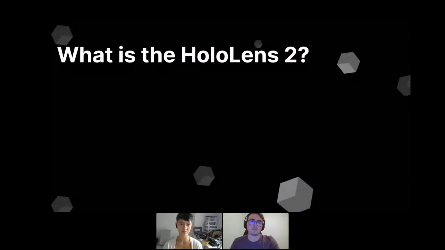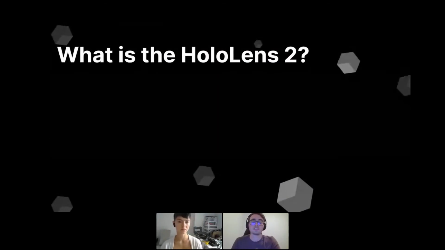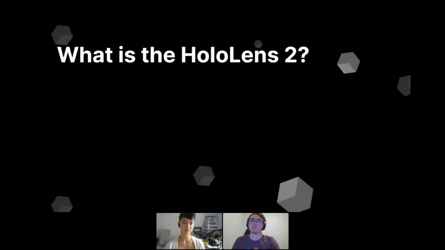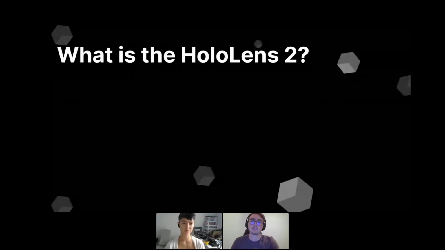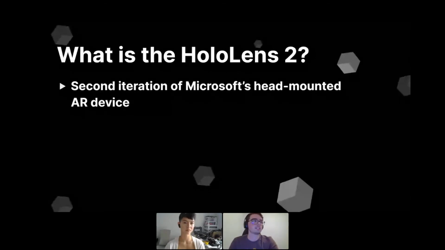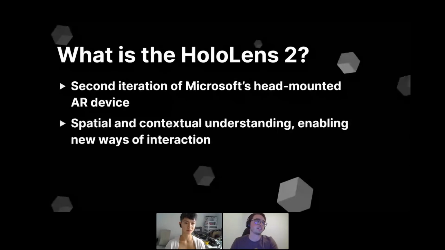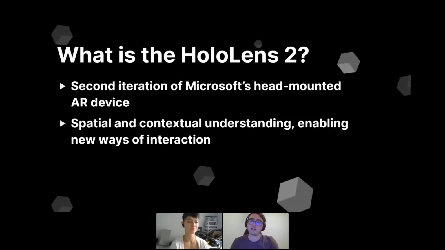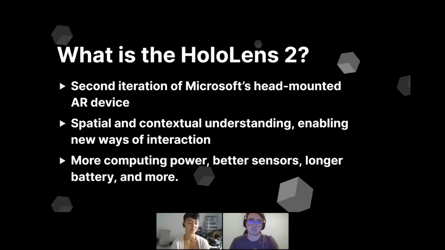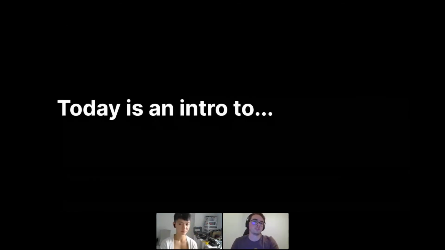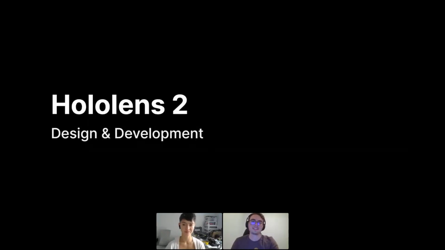For those of you who aren't familiar, the HoloLens 2, what exactly is it? Because it's the other piece of the puzzle, really. Beyond the tool where you're building this content, the other piece of the puzzle is the device itself. So for now, before passing things off to Nikisa, I'm going to just go over some very, very basic details on the device. What is the HoloLens 2? Well, it's the second iteration of Microsoft's head-mounted AR device. It provides spatial and contextual understanding of our realities around us, and it enables new ways of interaction where we can integrate and work with the virtual universe. It provides more computing power, better sensors, longer battery, and more over its predecessor. So, without further ado, today is an intro to the HoloLens 2.